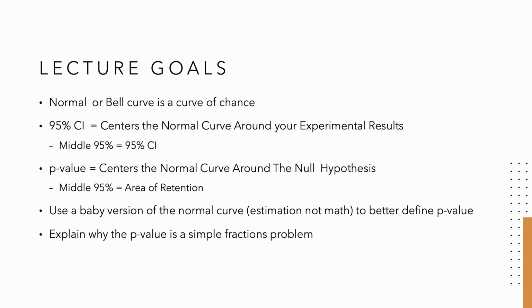Population results are the purpose of science. For example, we want to estimate how therapies impact all humans, not just the Regis students in our sample. Number three, I want you to learn that if we place the curve around the hypothetical null hypothesis, which I will describe later, we get the curve that is used to find p-value. Number four, I want you to be able to explain why the p-value is a simple fractions problem. And number five, I want you to set up what I call a baby version of the normal curve as a proof of concept that will allow you to better understand what a p-value is.